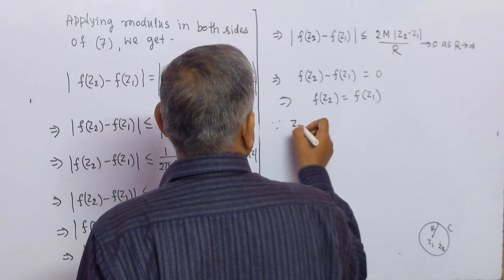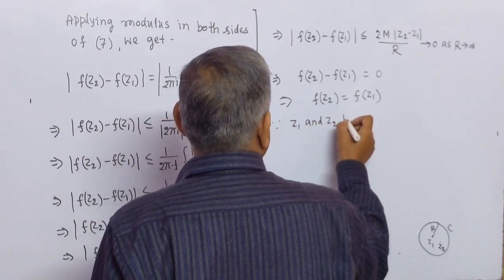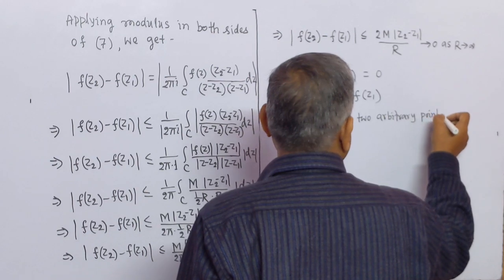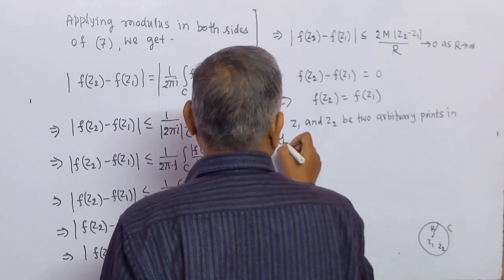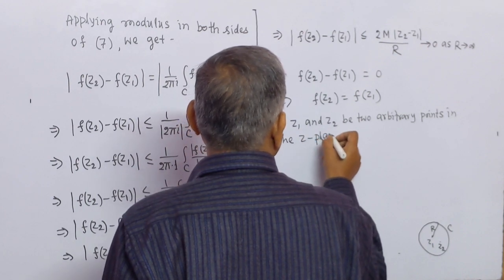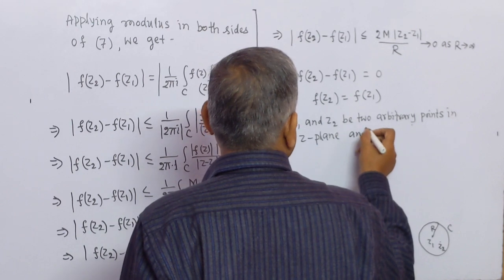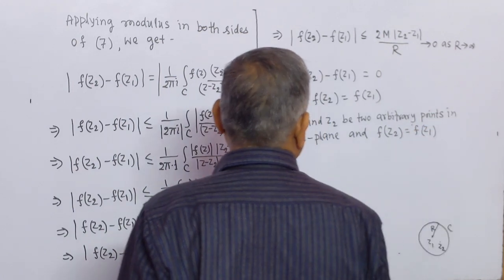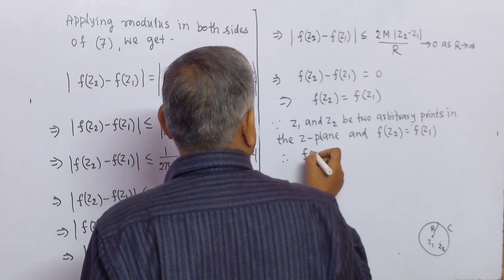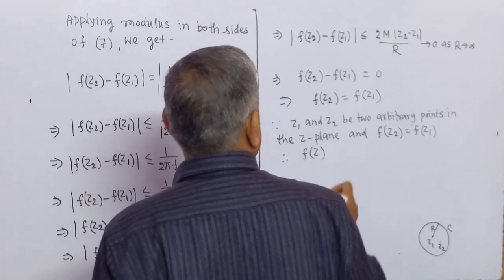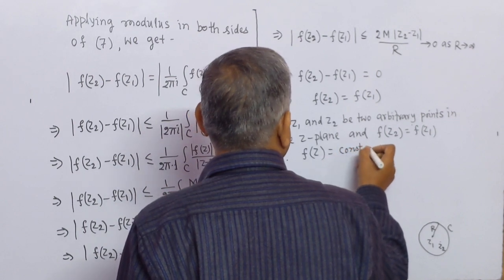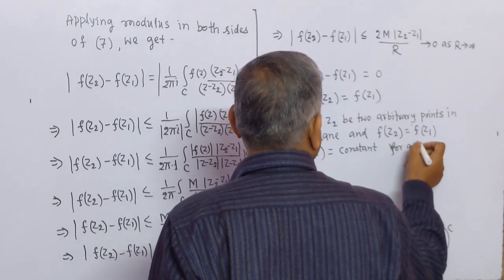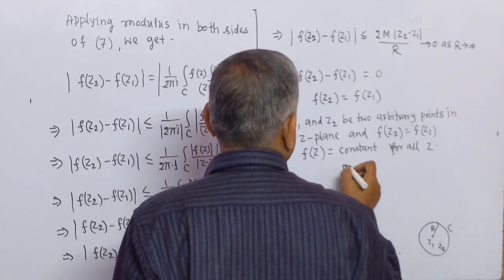Since z1 and z2 are two arbitrary points in the z plane and f(z2) equals f(z1), therefore f(z) equals constant for all z. So the theorem is proved.